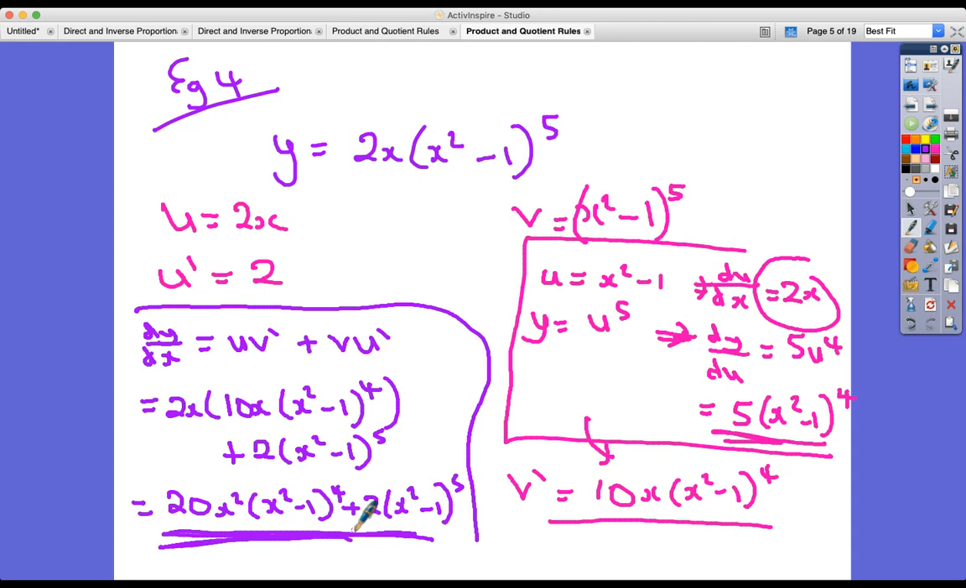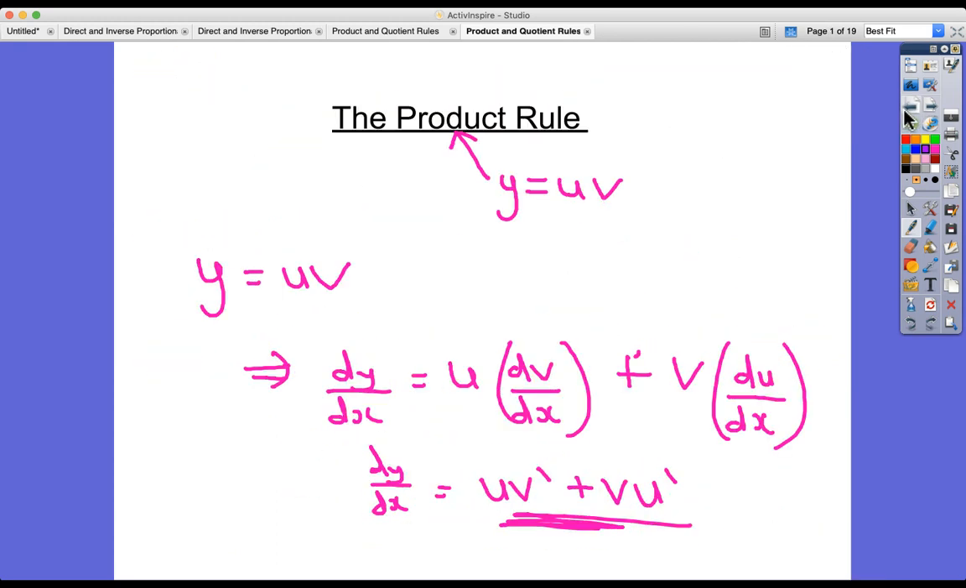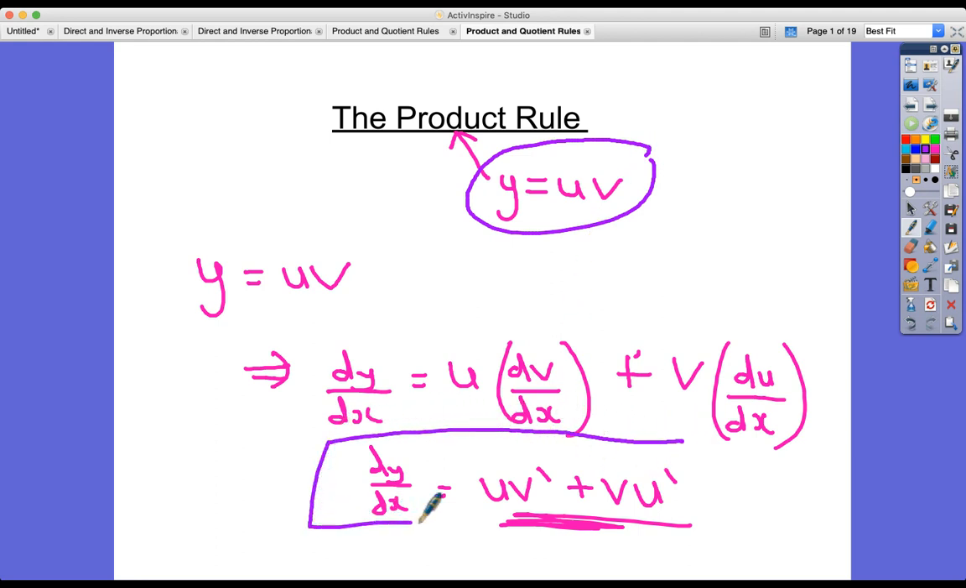Okay, so hopefully that's been nice and straightforward. Just a little recap: it all boils down to a product, and this formula, which is the most straightforward version, is really easy to remember as well.